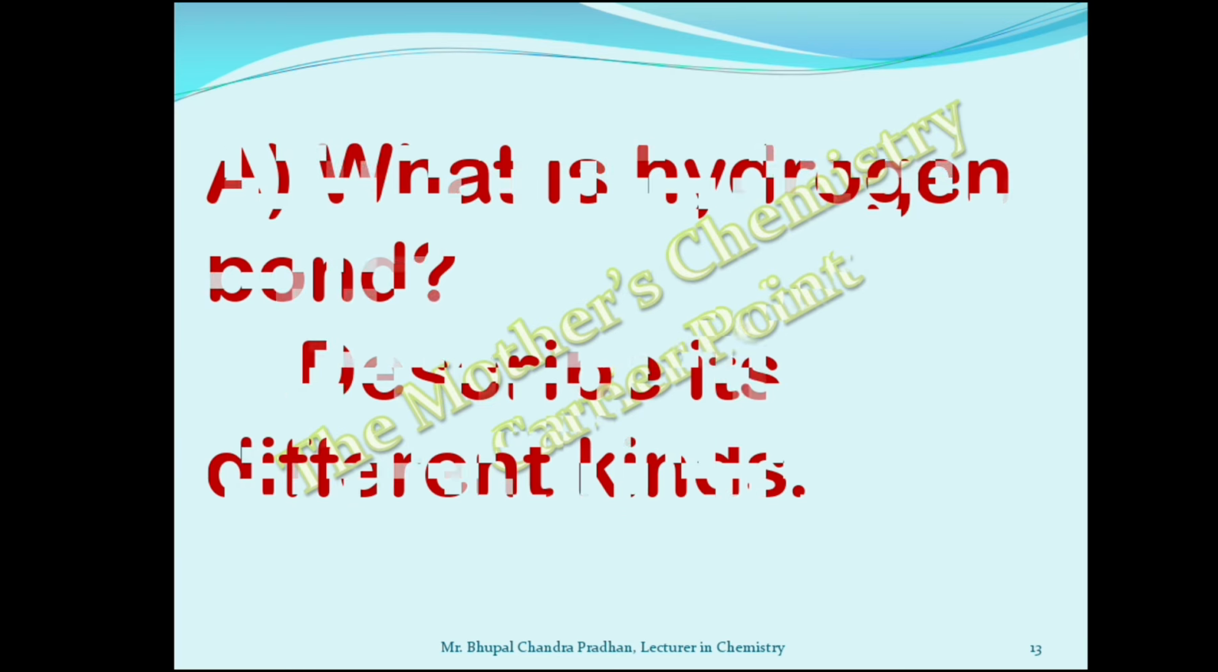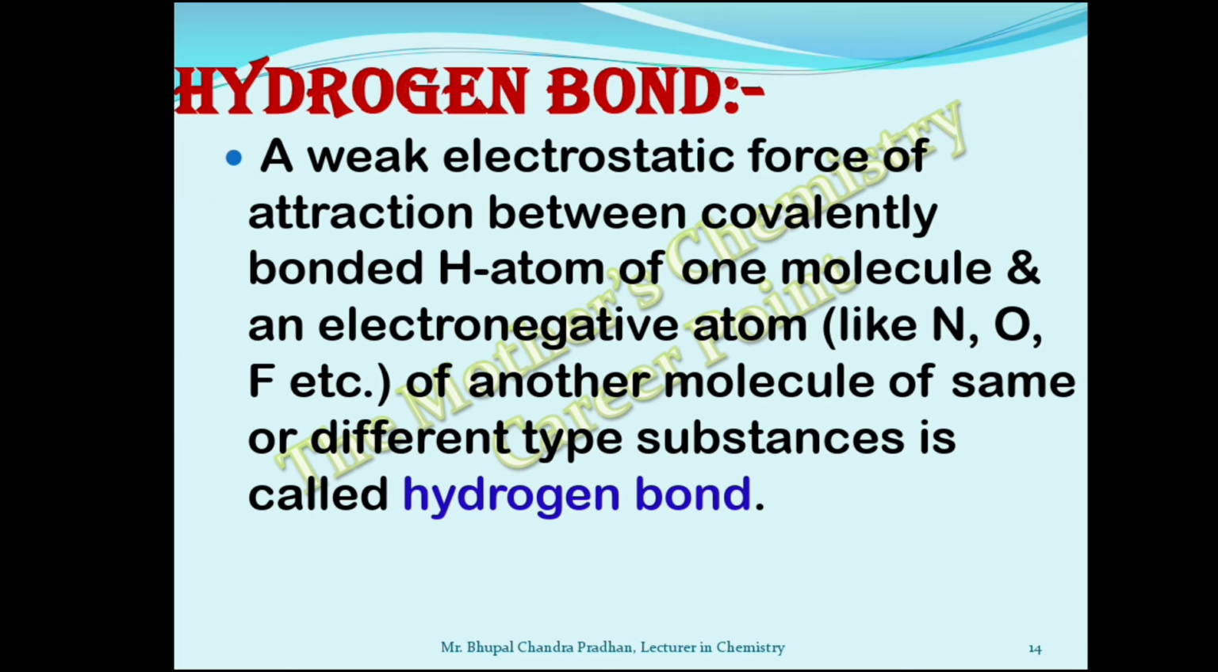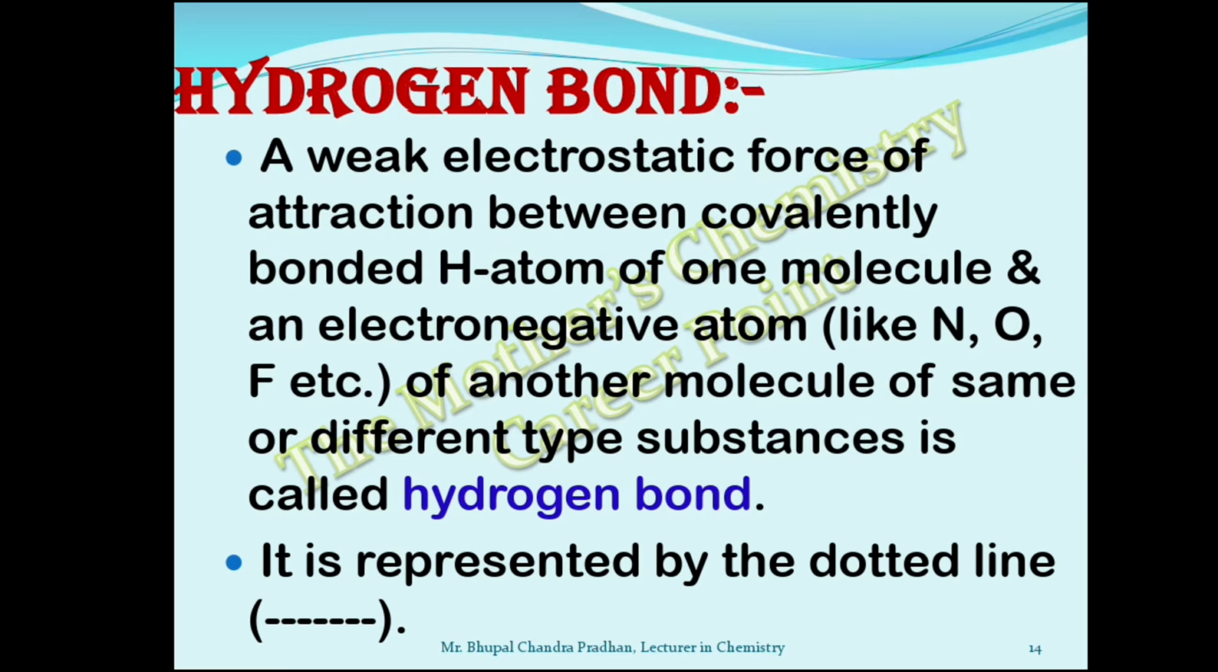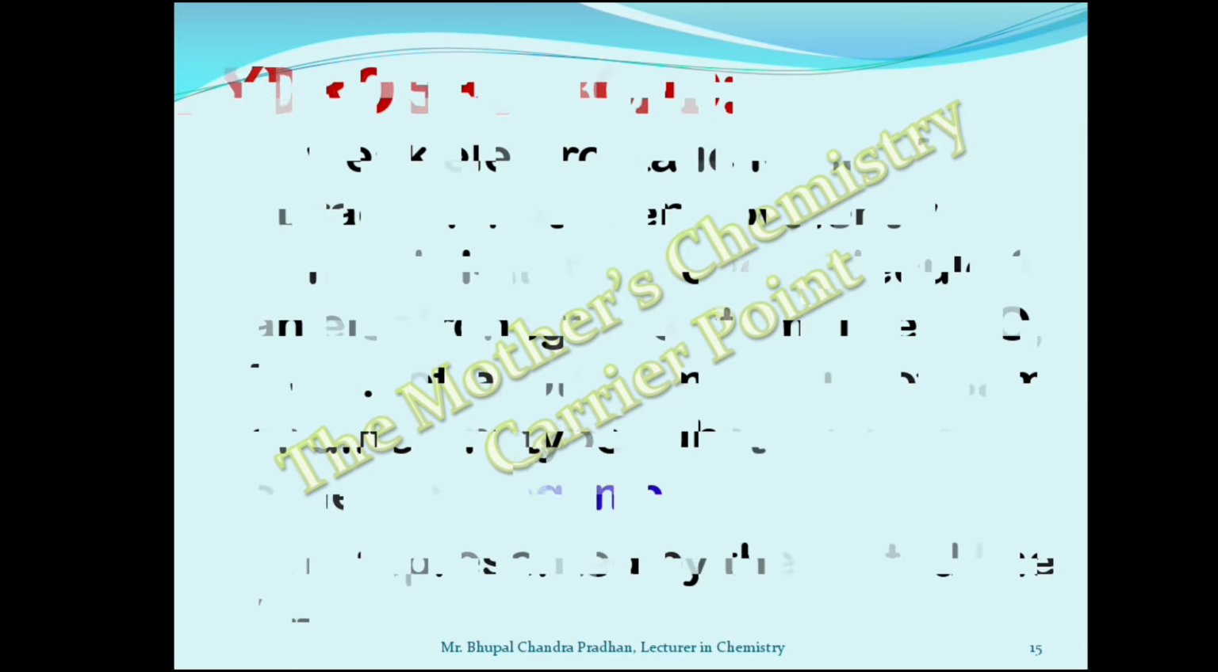Describe its kinds. What do you mean by hydrogen bonding? A weak electrostatic force of attraction between a covalently bonded hydrogen atom of one molecule and an electronegative atom like nitrogen, oxygen, fluorine of another molecule of the same or different substance is called a hydrogen bond. It is denoted by a dotted line.